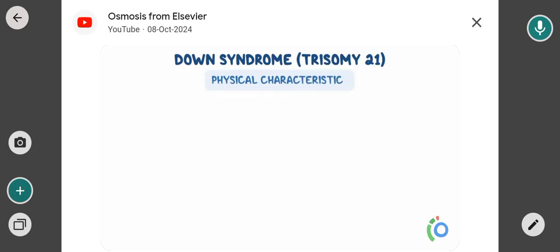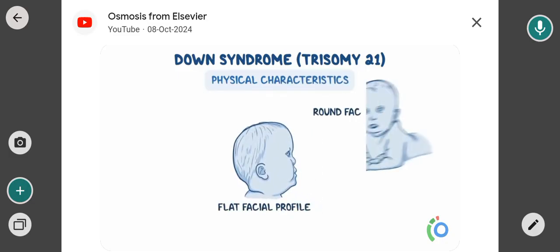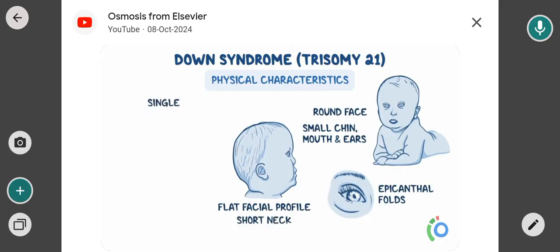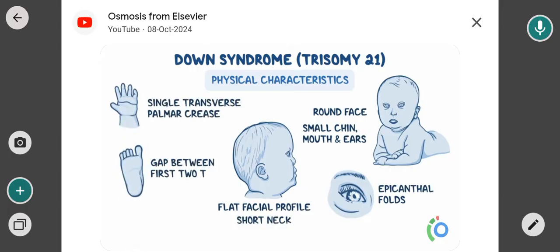Characteristic physical features of individuals with Down syndrome include a flat facial profile, round face, small chin, mouth, and ears, epicanthal folds, short neck, as well as a single transverse palmar crease in the hands, and a gap between the first two toes.